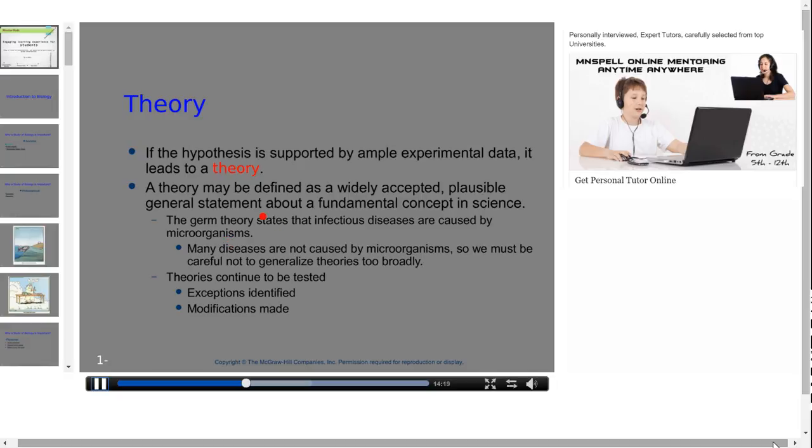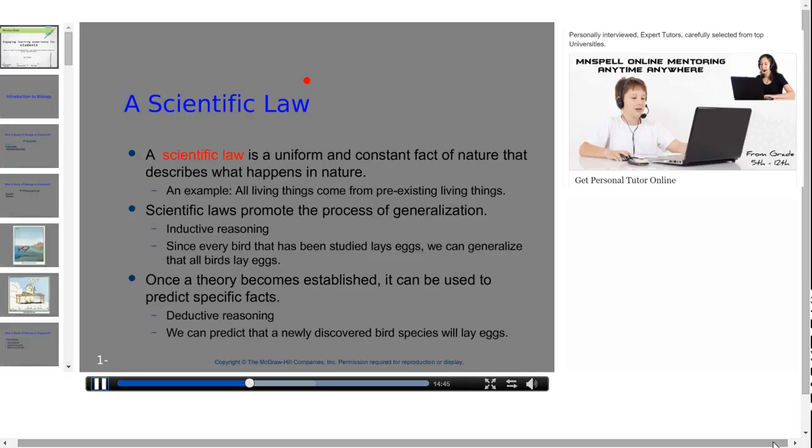How did we know that? We actually observed the formation of a series of diseases, and we tried to isolate the microorganisms which cause a particular disease, and we were able to reproduce the particular experiments or the set of experimental designs which helped us come to some conclusions. So theories can have exceptions identified, and modifications can be made to make them more efficient.